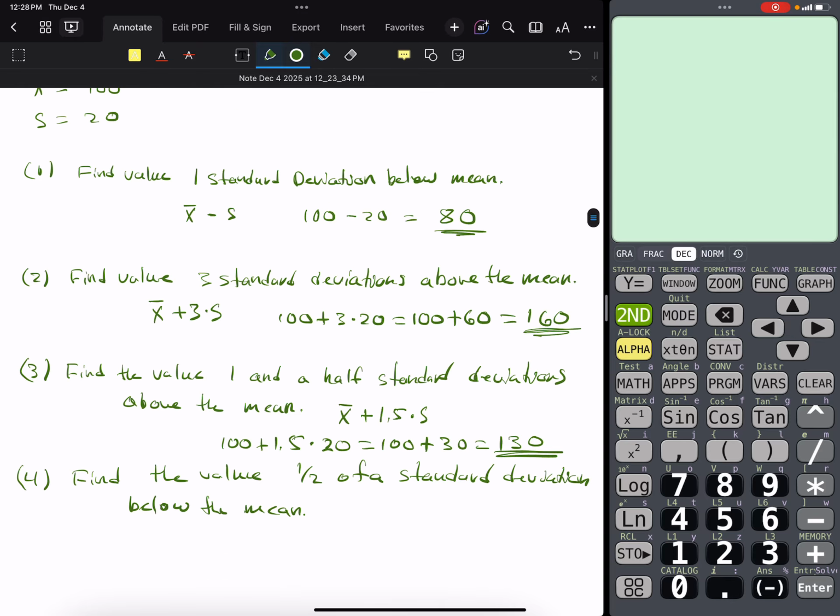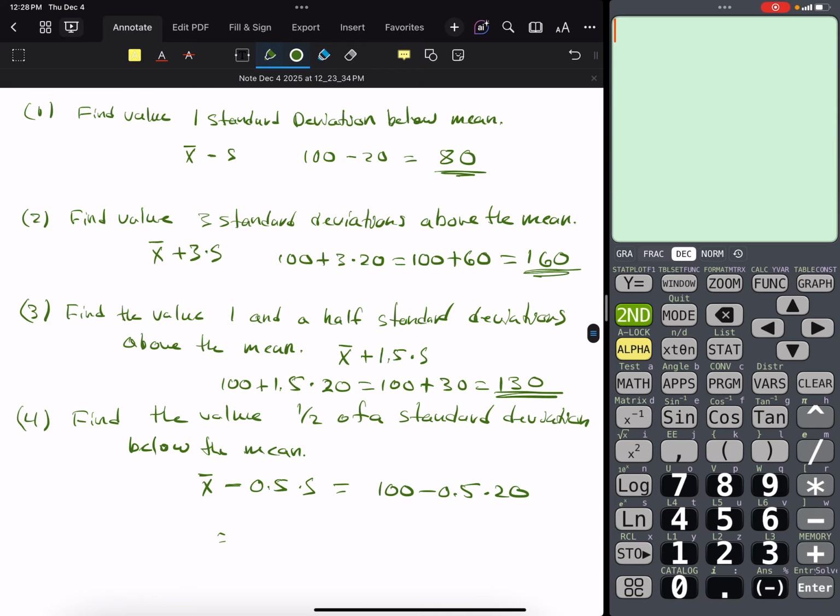And then half of a standard deviation below the mean would be x bar, and it's below the mean, so it'll be minus, and then 1/2 will be 0.5 times my standard deviation value. And so that's going to be 100 minus 0.5 times 20. So that'll be 100 minus 10 equals 90.